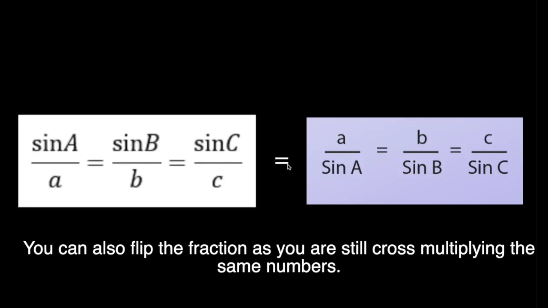This is what the law of sines says. The sine of A divided by A equals the sine of B divided by B equals the sine of C divided by C. Usually you will only have two fractions in the equation, one on each side of the equal sign, and you will solve by doing cross multiplication. Let's solve some problems now.